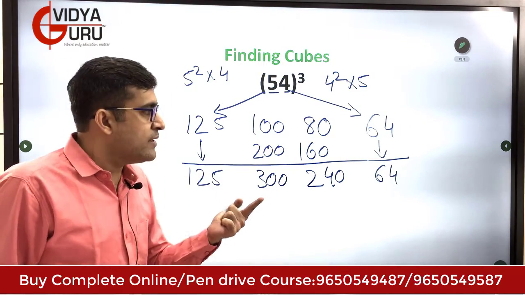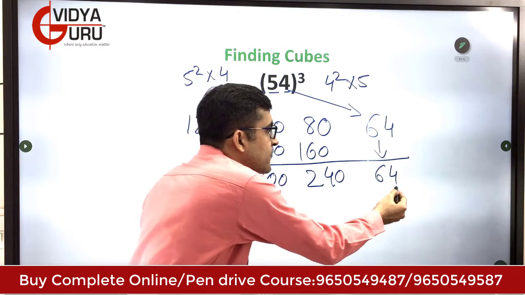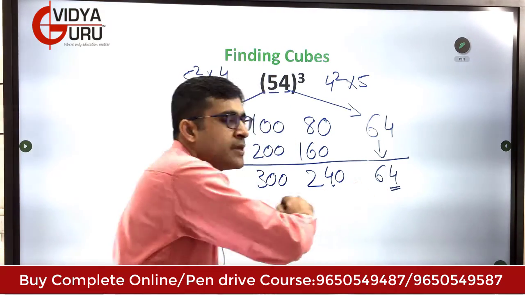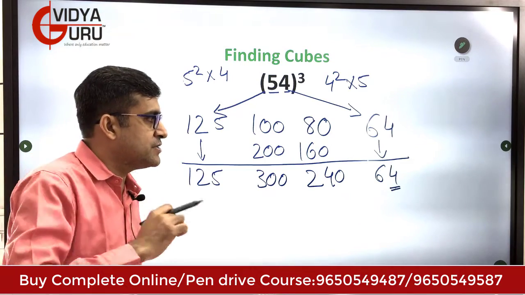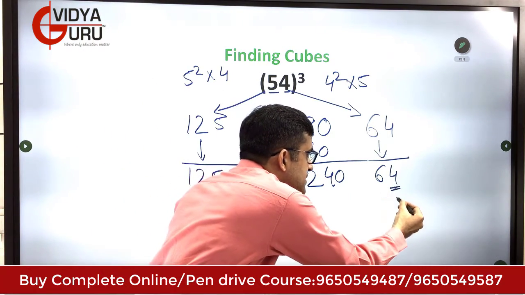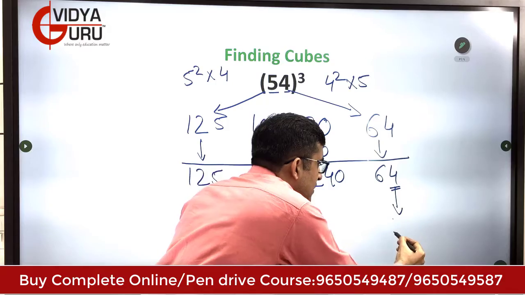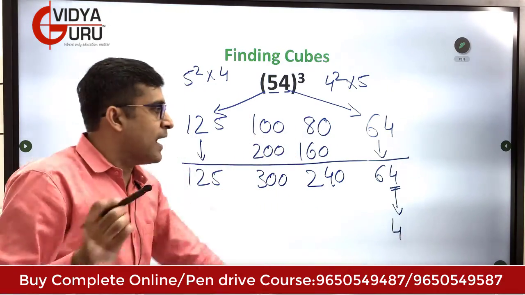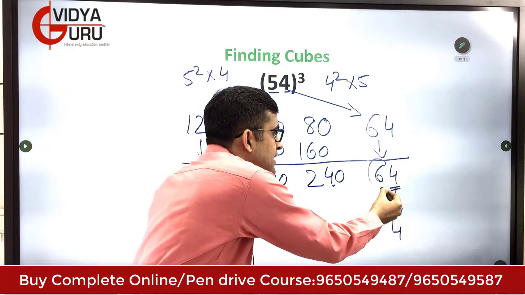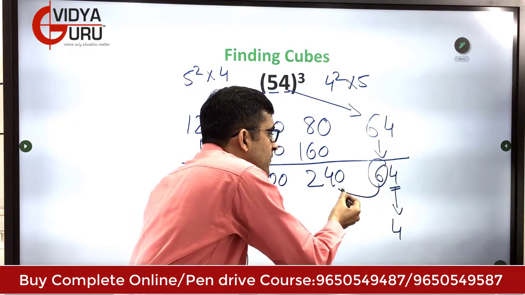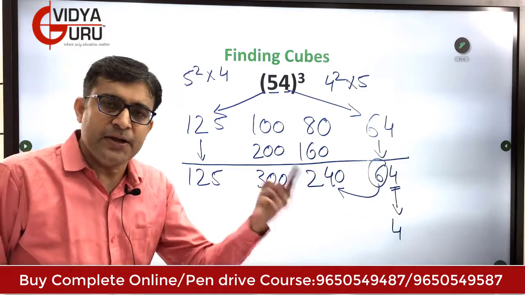How am I going to do it? Very simple. I will start from the right. And I will pick the units digit. So I pick the units digit 4. I'm going to write the cube. I'm picking the units digit 4. I'm left with 6. This 6 will be carried forward.